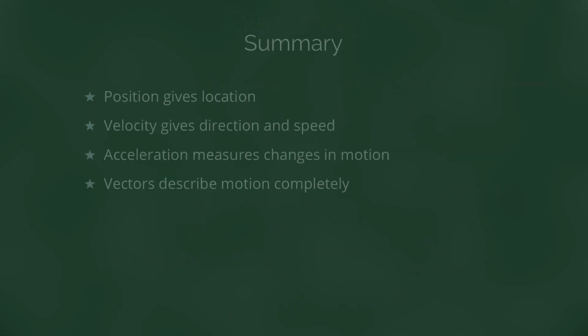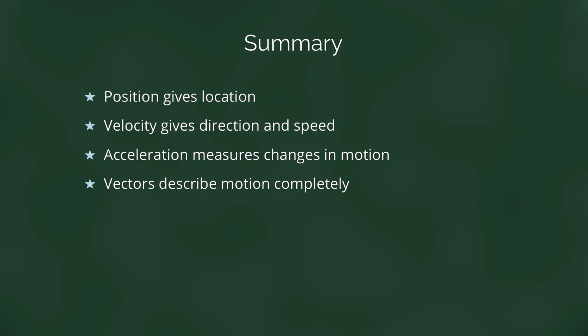All right, summarizing our big ideas. We know that position gives the location along a curve. Velocity gives us the direction that we're moving along with the speed, because speed is going to be the magnitude of velocity, but the velocity itself captures our direction. Acceleration measures the changes in our motion. In particular, it's going to measure the changes in our velocity. So with a vector valued function, we can use all of these ideas together to describe motion completely along a particular curve.